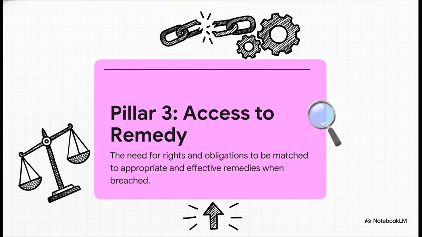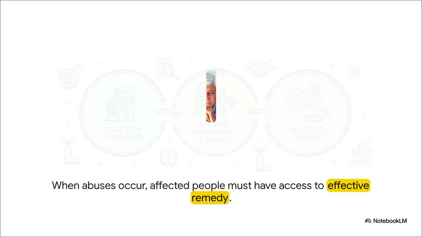So what happens when, even with the best intentions, things go wrong? Well, that brings us to the third and final pillar, access to remedy. This is the part that ensures the whole framework actually has teeth. It means that when someone's rights are violated, there has to be a way to make it right. This is all about justice for the people who've been harmed. It means there need to be clear, accessible ways, whether it's through the courts or maybe a company's own complaint system, for them to be heard and get a fair resolution. Without remedy, let's be honest, rights are just words on a page.